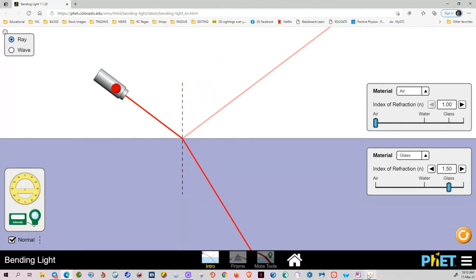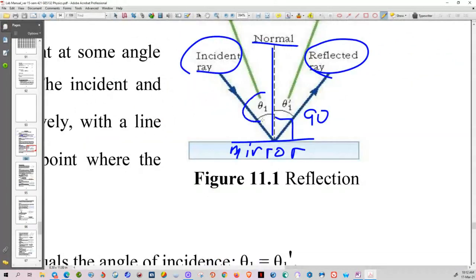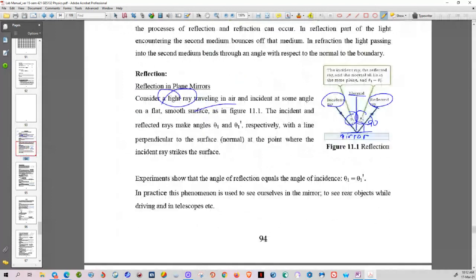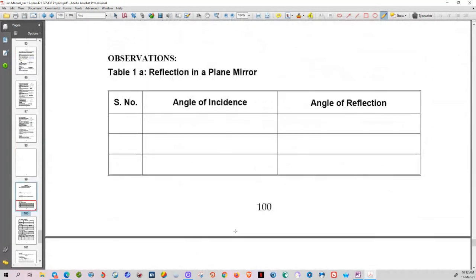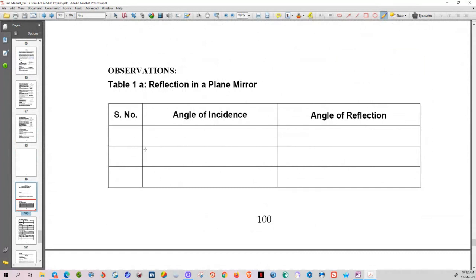And what we want, if we go back to the data sheet, is to measure theta I incident and theta I prime, which is reflected, and find the relationship. So what you will do is go to table 1A, and then fill the table. So let's start with S number 1 reading, second reading, and third reading.